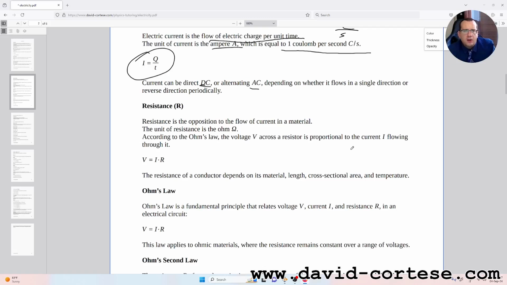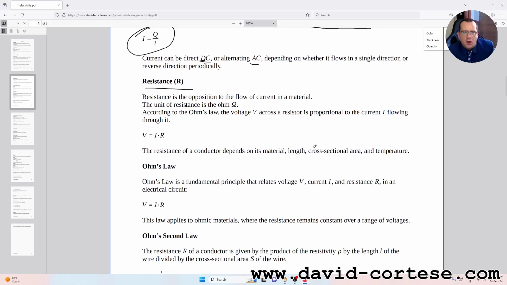Resistance R. Resistance is the opposition to the flow of current in a material. The unit of resistance is the ohm. According to Ohm's law, the voltage V across a resistor is proportional to the current I flowing through it. V is equal to I times R. The resistance of a conductor depends on its material, length, cross-sectional area, and temperature.